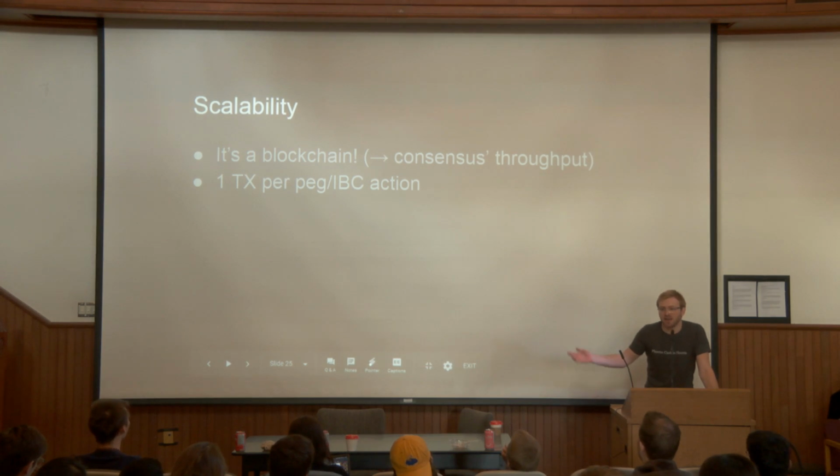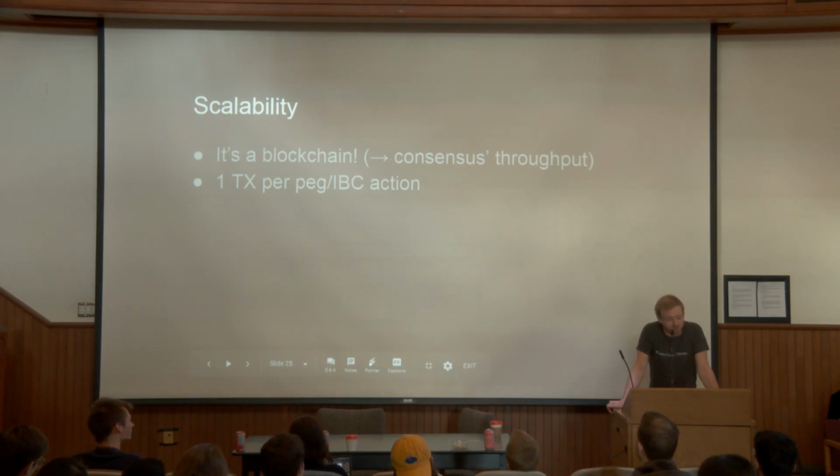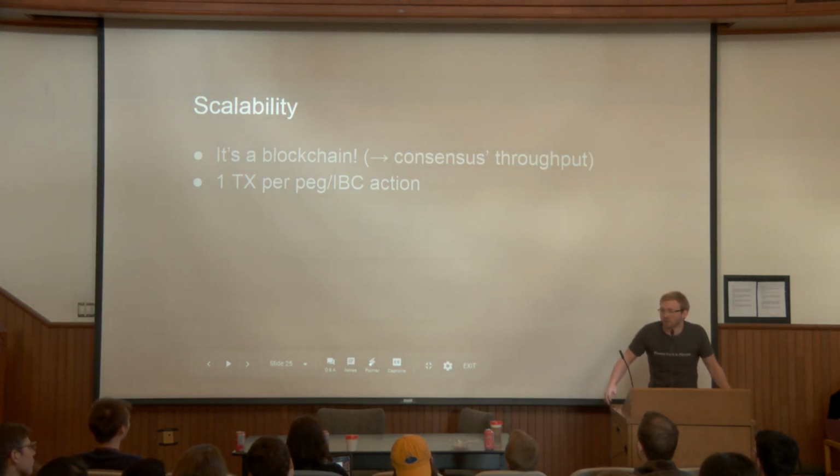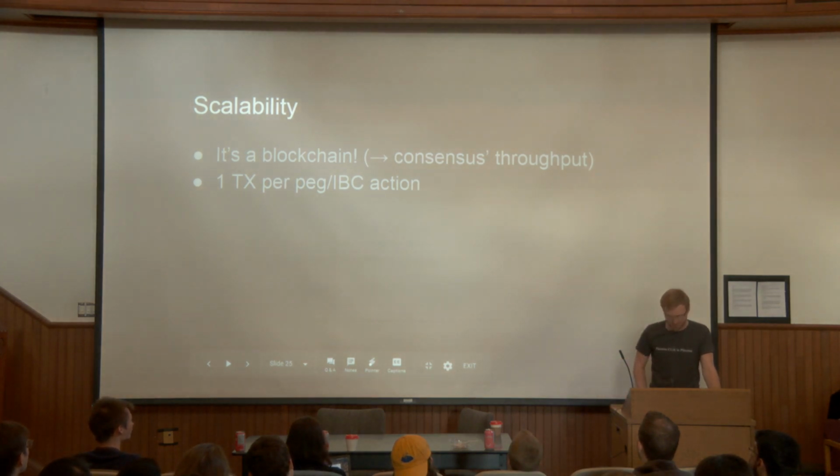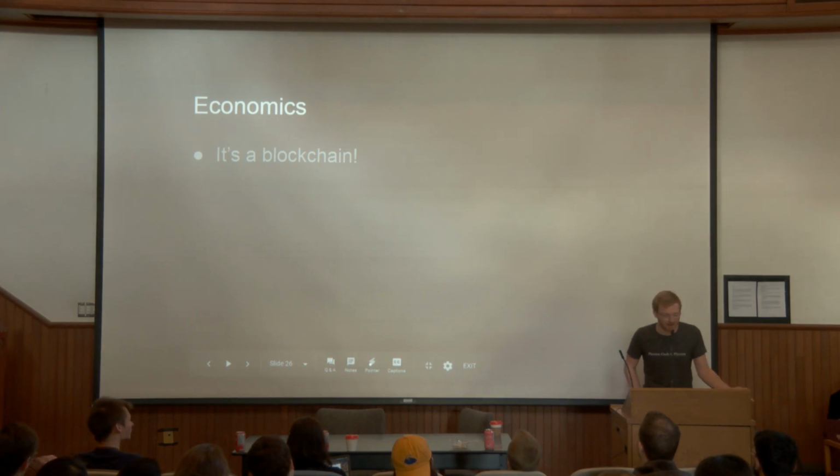In terms of scalability, again, it's hard to answer because there are a lot of different blockchain consensus protocols with different throughputs, so the scalability depends. But one thing we do know is you're going to have one transaction per peg or IBC action. And as we're all familiar with in the world of blockchain scaling, it's almost as if you're shifting the scalability problems to a sidechain, but you still have to put together a consensus engine that scales, which is hard. Okay, and have I mentioned it's a blockchain yet?